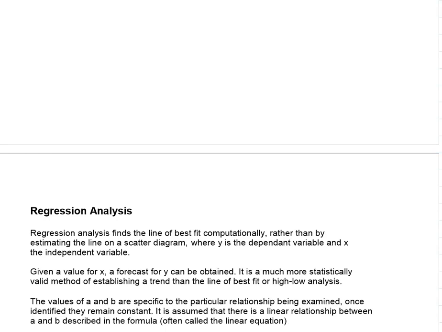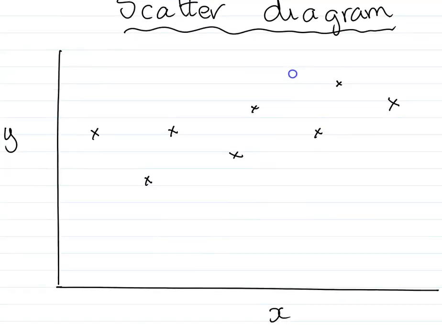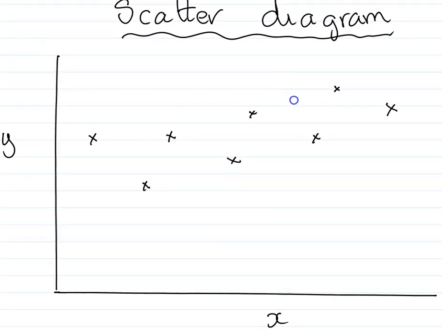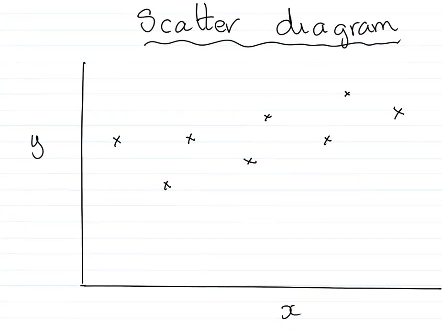Regression analysis finds the line of best fit computationally. Let's just remember the line of best fit. Here we have a scatter diagram, and we can see the x-axis and the y-axis and a series of data that has been put onto the graph. The line of best fit is a way of roughly establishing a linear trend between the data that we have. The linear trend is important.